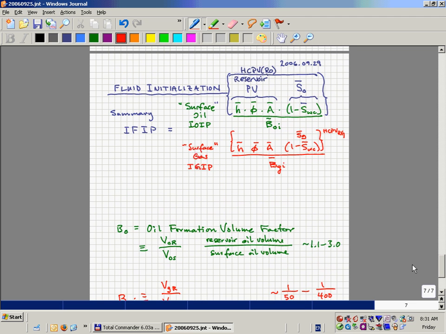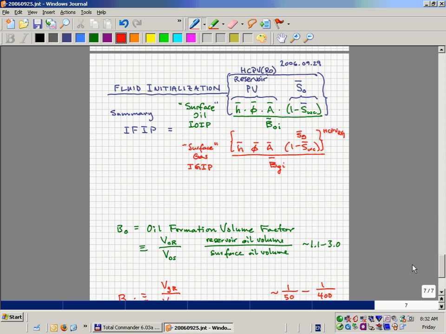This is the simple way to calculate initial surface gas and initial surface oil in place. It's not right. Okay? It's part right. It's not wrong, but it's only part right. And let's take Ekofisk as an example.